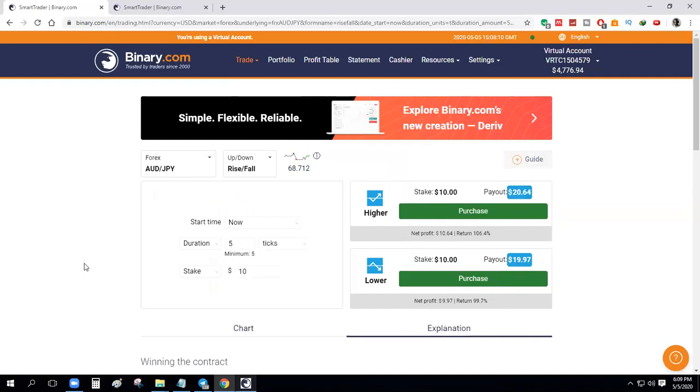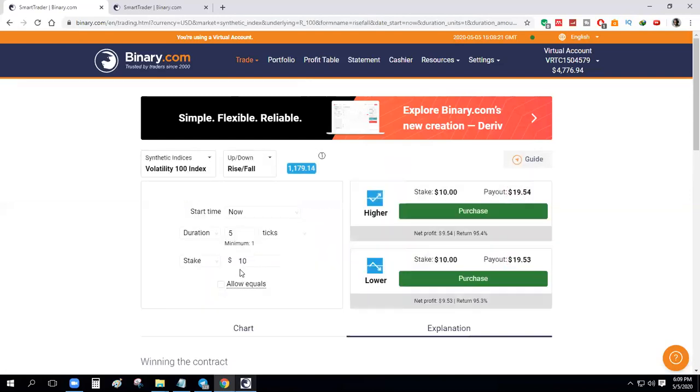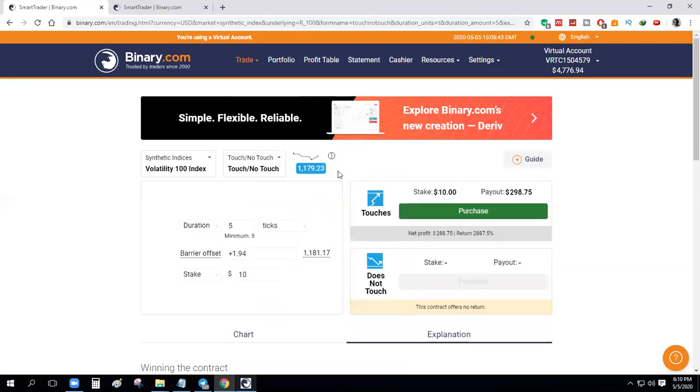So when I want to trade, one of the things I usually do so that I don't have trouble, I will go here and choose synthetic indices. I will choose 100. Follow me closely. Once I choose 100, up there I will choose where we have rise or fall. This is the type of option. I will click there to choose touch, no touch. Here, touch, no touch. Okay. So I click that.